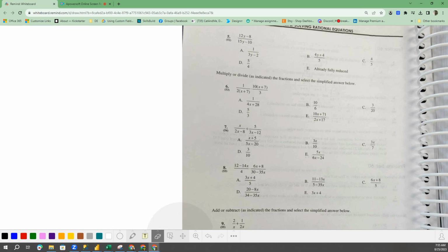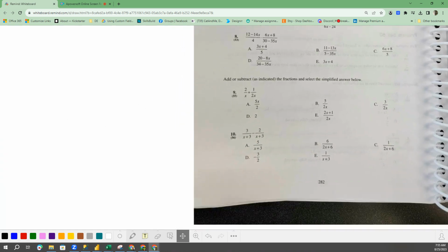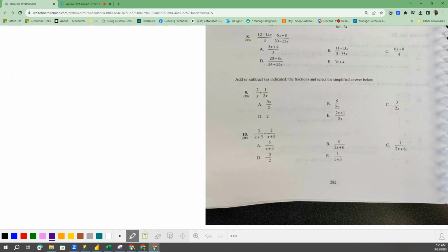All right, moving on to number 9 and number 10. Number 9 is addition or subtraction. This is the one where you need to find a common denominator if they don't have the same denominators. And that's the same thing here, they don't have the same denominator. Number 10, they have the same denominator, so that is a lot easier. So let's do number 9 first.